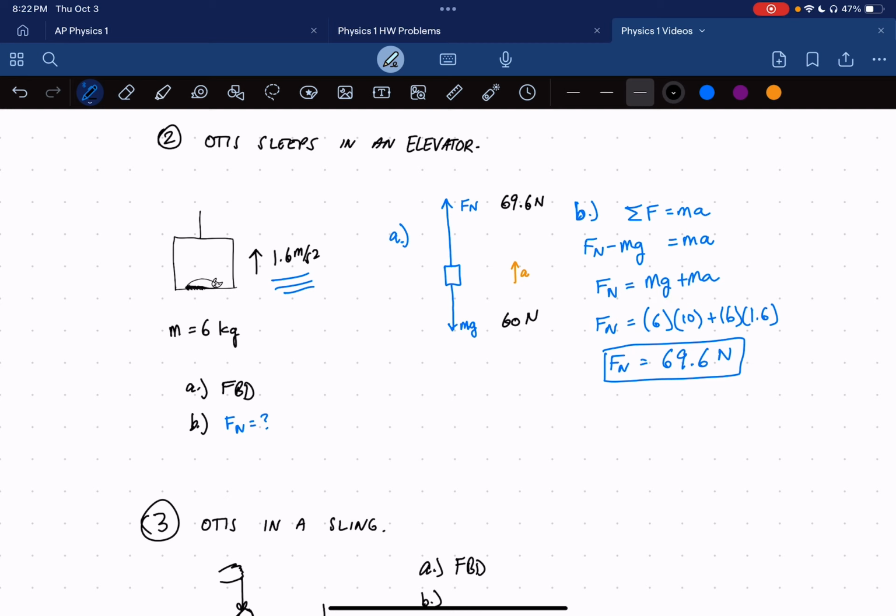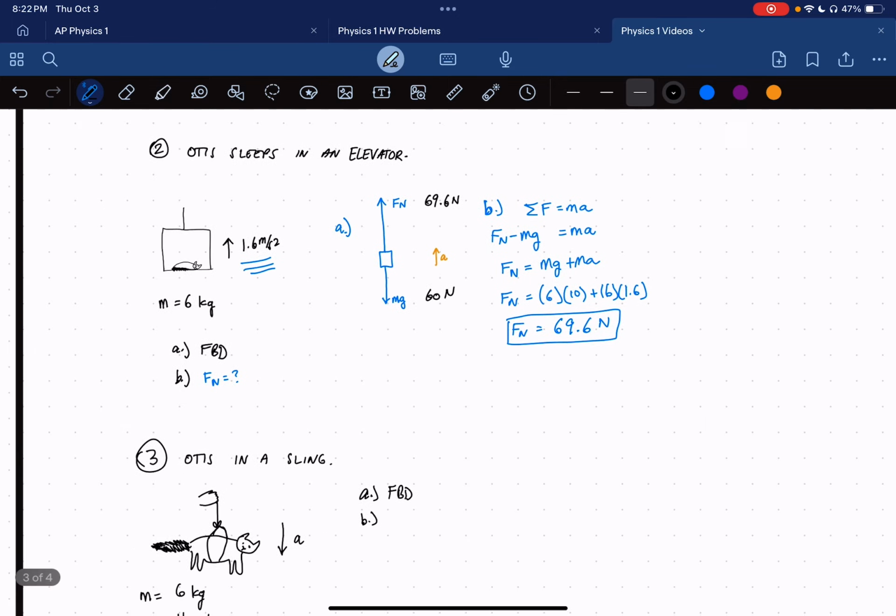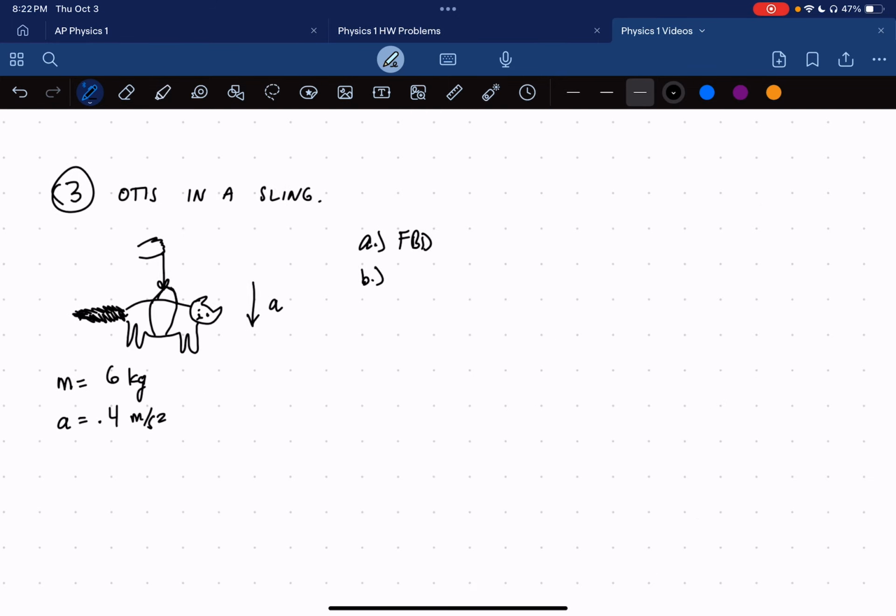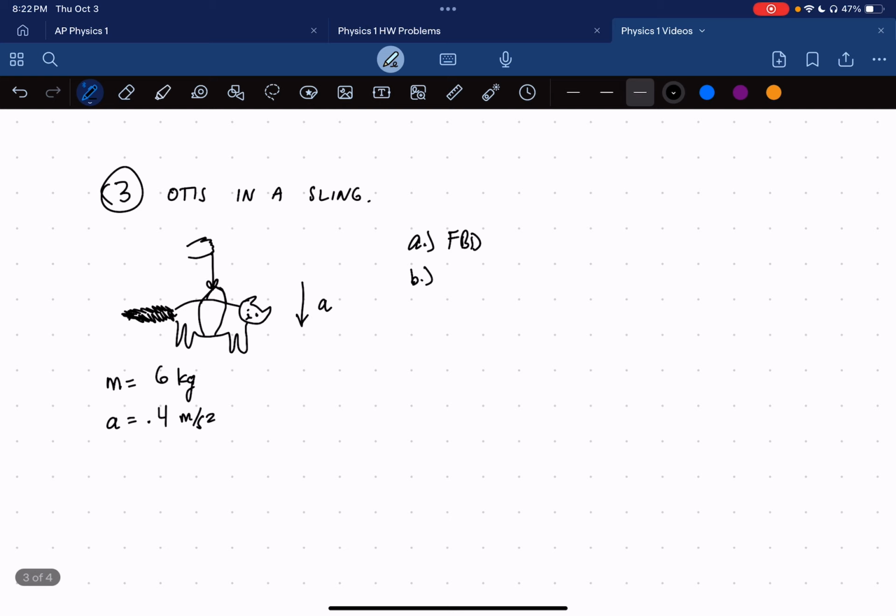But they're not really the same at all. Just mathematically, they look similar. Okay, here's the next one. Otis is in a sling and is being accelerated downward. Okay. And I have the acceleration here as 0.4.